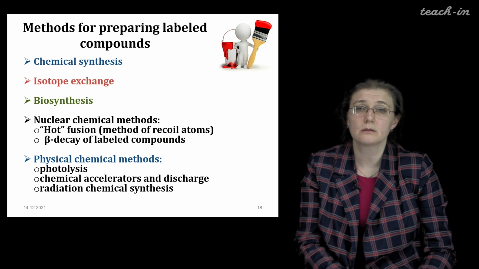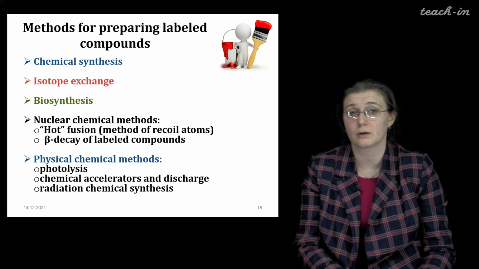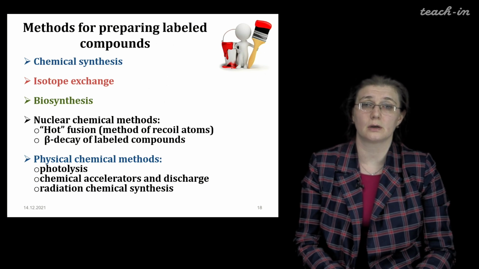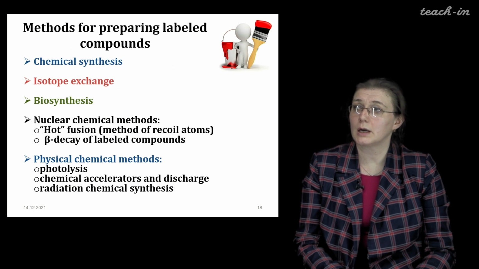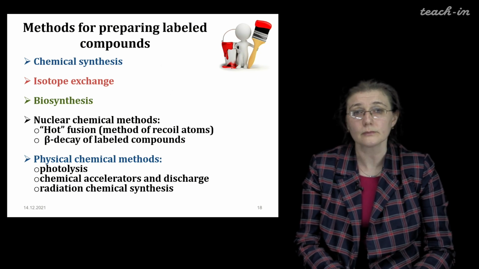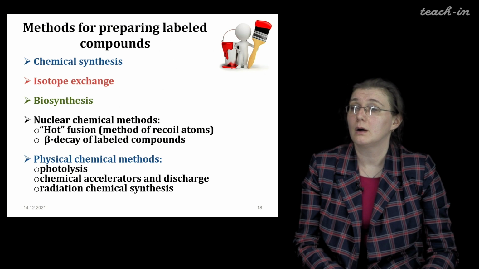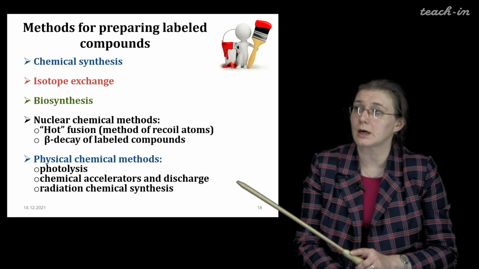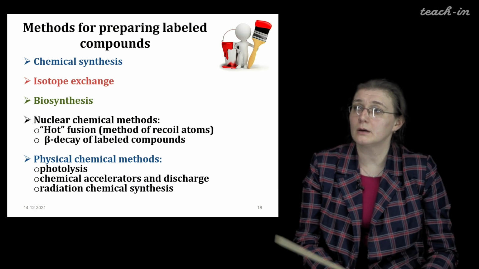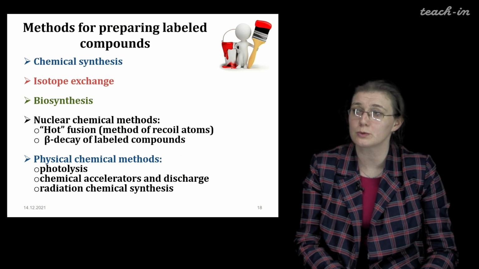So if it is clear, let's consider methods of preparation or production of labeled compounds. And again, there are several classes and several groups of methods that can be used for preparation of labeled materials. The first group is chemical synthesis. And the other group is isotope exchange. Biosynthesis is also used for preparation of labeled molecules.